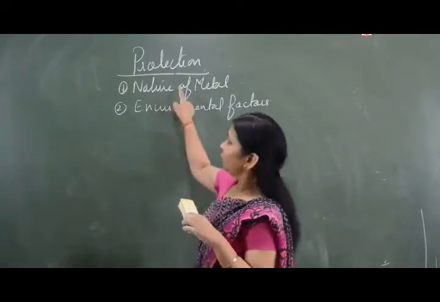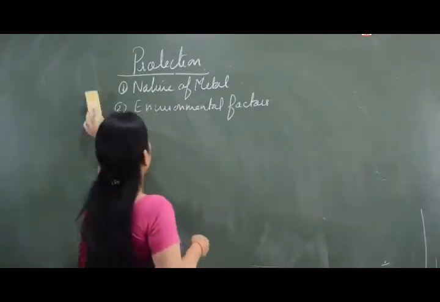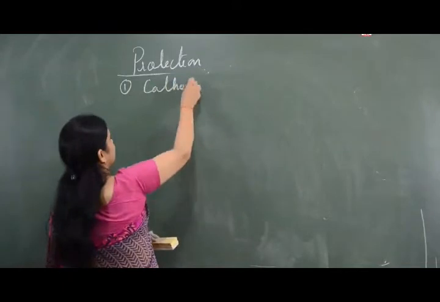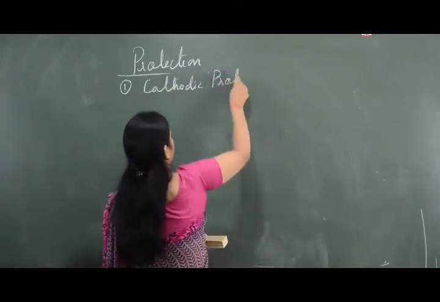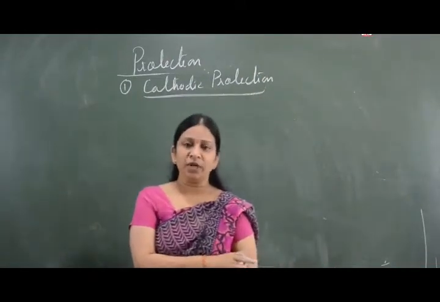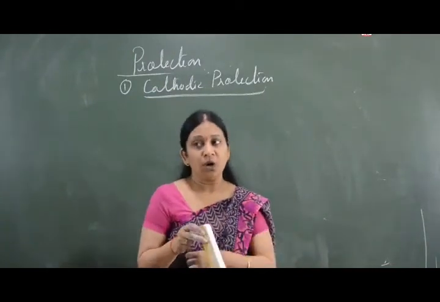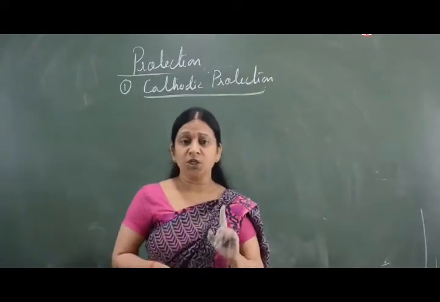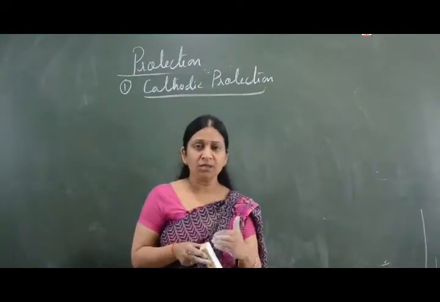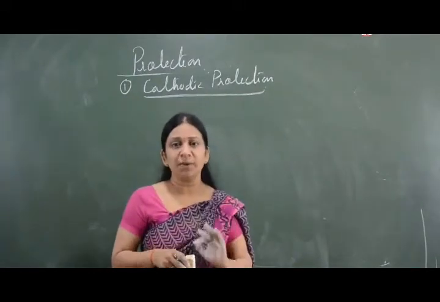Now if we cannot control these two things, then we go for the actual protection of metal, and under that the first is cathodic protection. Under cathodic protection, the anode is forcefully converted into cathode, because corrosion is a process of oxidation, and oxidation takes place at the anode. So what we are doing in cathodic protection is forcefully converting the anode into cathode so that the rate of corrosion can be decreased.